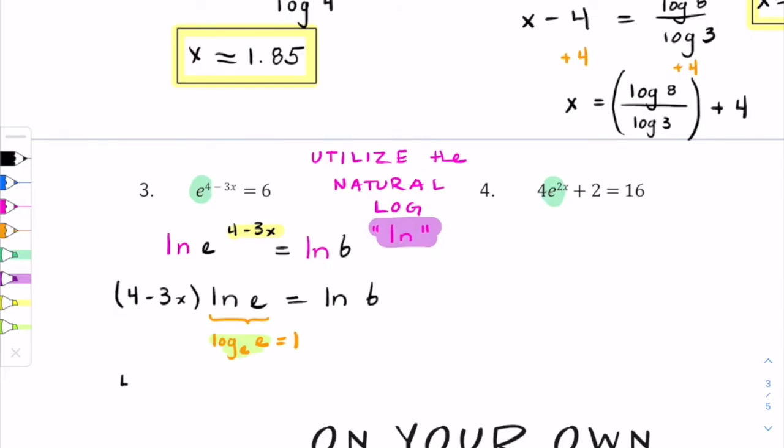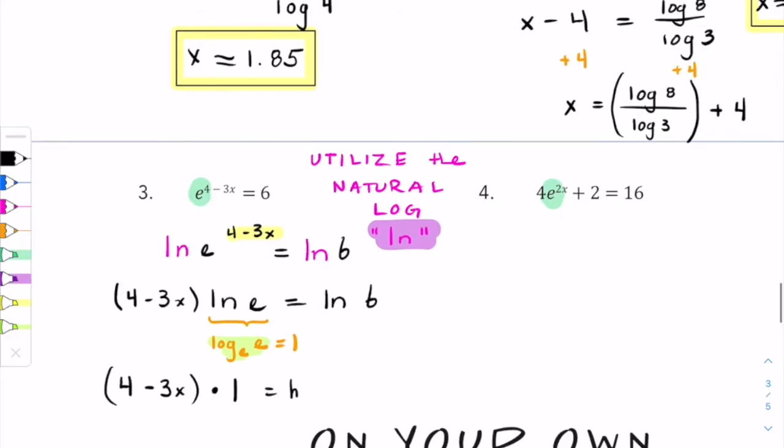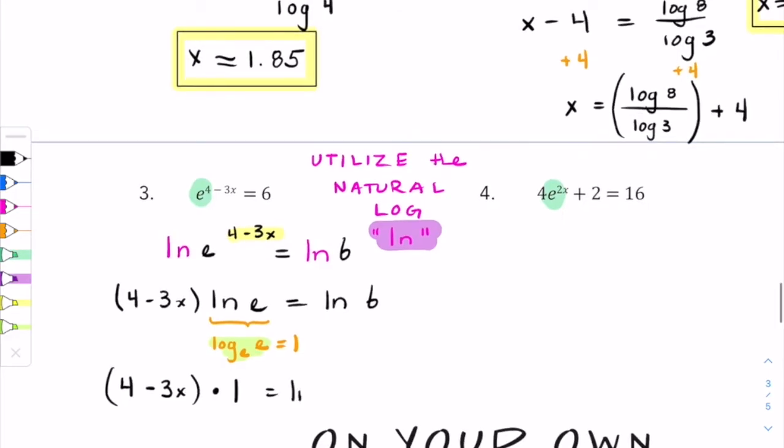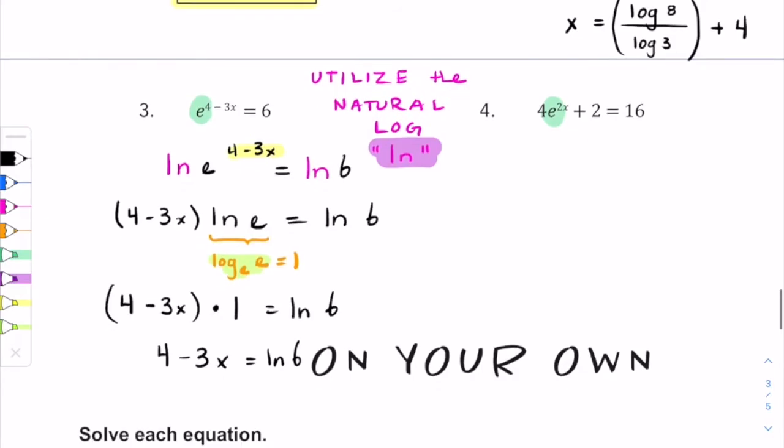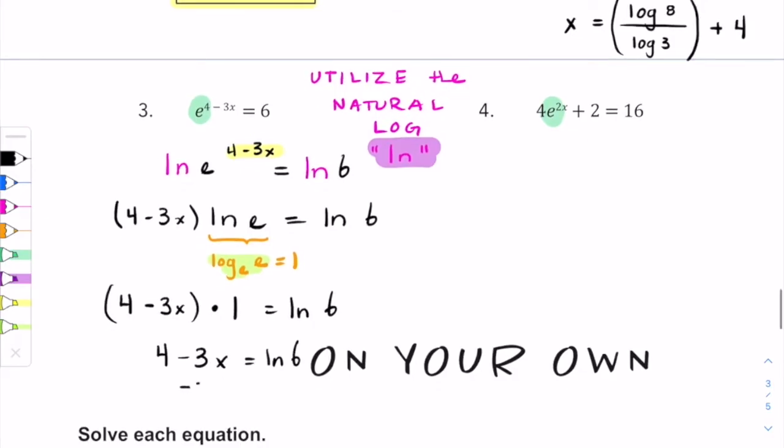I can then replace ln of e with 1. I end up with 4 minus 3x multiplied by 1. This is equal to ln of 6. We don't need to write this value of times 1. 4 minus 3x is equal to ln of 6. I'm going to add 4 to both sides. Negative 3x is equal to ln of 6 plus 4. And divide both sides by negative 3.